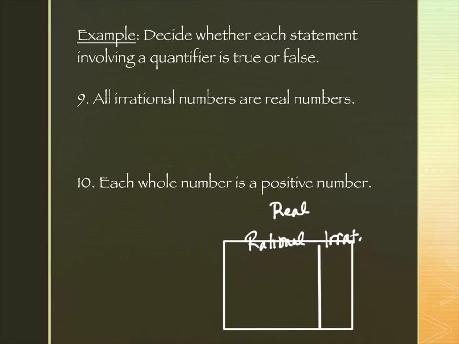Are irrational numbers real? So thinking about this picture, what do you think? True or false? It's true. We took the real number system and we broke them down into two types of numbers, and there are none of these two types of numbers that are sort of outside that number system. So this is a true statement. All irrational numbers are real.